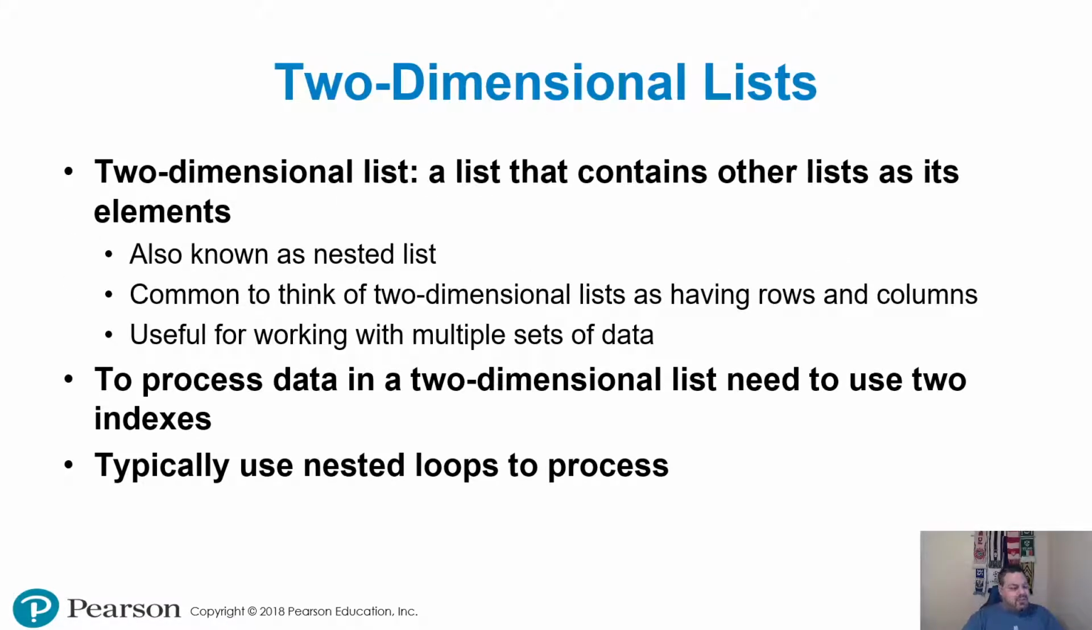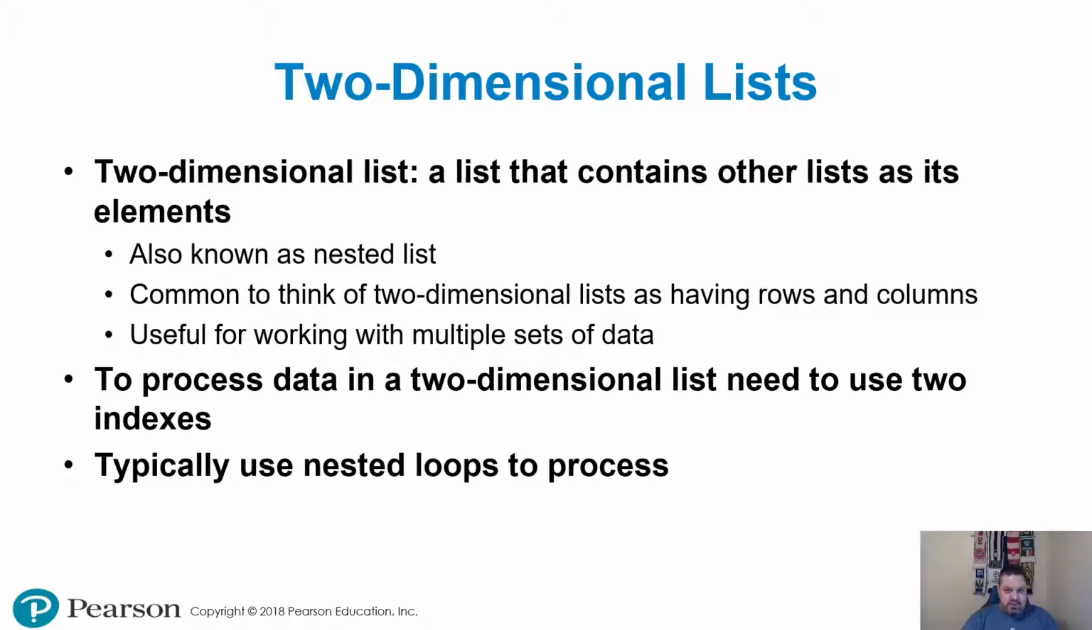We've learned about lists. Now, what is a two-dimensional list? Well, it's a list of lists. It's a list that contains other lists as the members of the list. Some people call them a nested list, but basically, the easiest way to think about these is a list of lists, and that list of lists, that two-dimensional list, if you will, is basically like rows and columns.